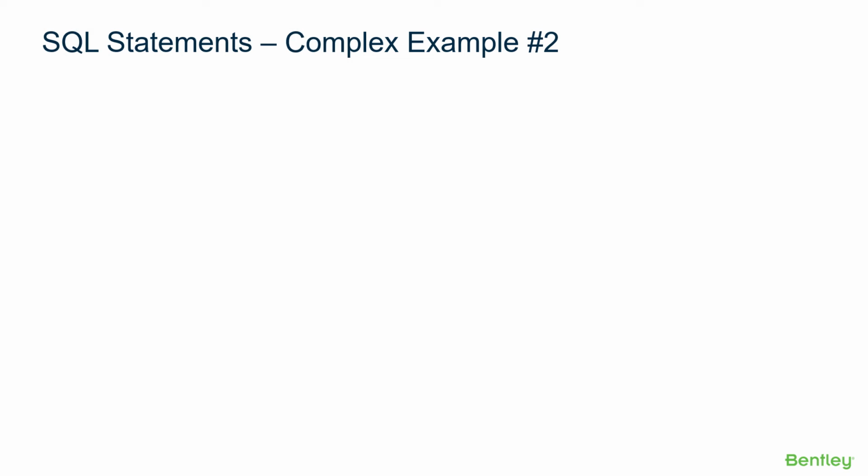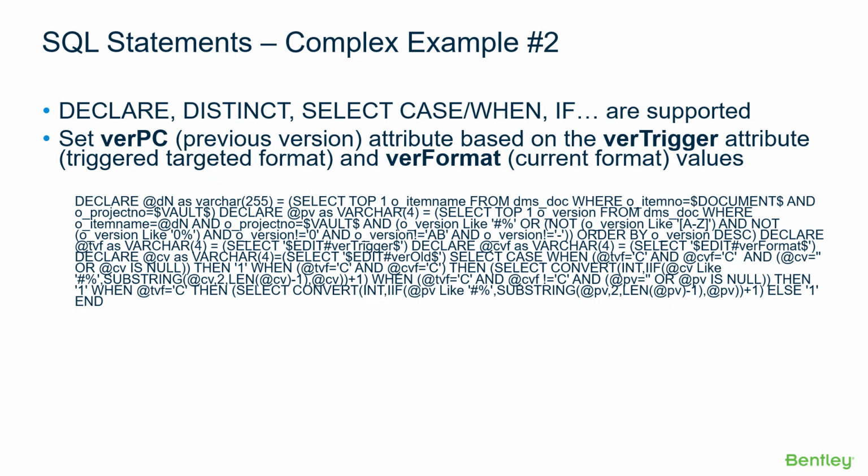Here's another example of a complex solution using SQL statements. This is one attribute used to populate the current version number of the active document when a new version is triggered. In this scenario, there are multiple version formats, so the code has to determine which version format is targeted to be able to populate the correct previously used number for that version format.